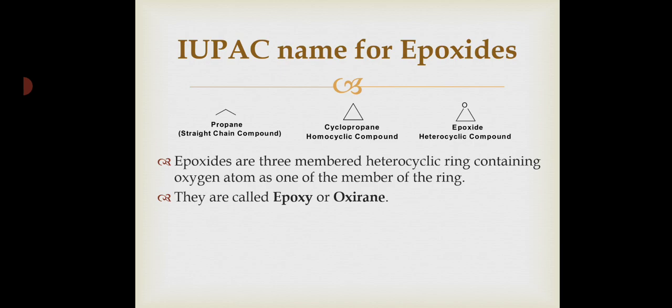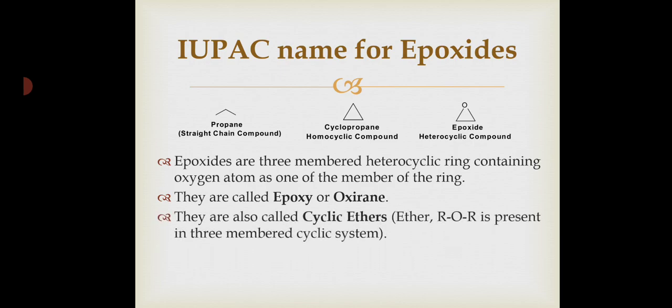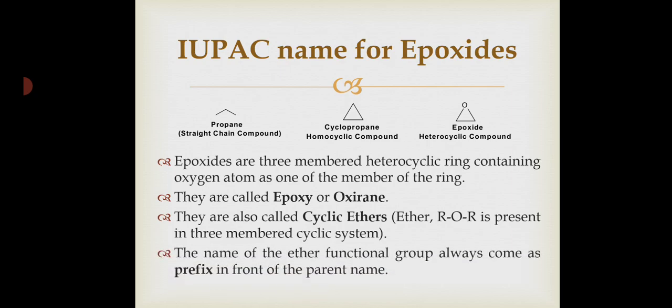Now, epoxide rings are also called epoxy or oxirane. They are called cyclic ether. You know the general formula for ether is ROR. So epoxide is a cyclic ether, ROR, but the ether is present in the three-membered cyclic system, so it is called a cyclic ether. You know from the priority table that the ether functional group always comes as a prefix in front of the parent name.